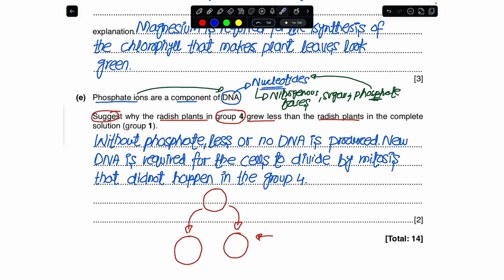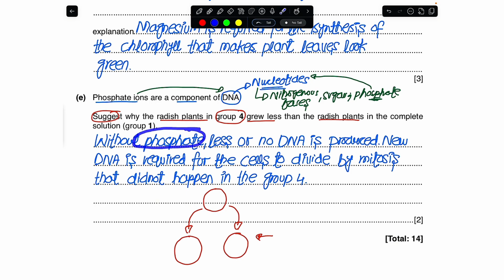Now if the plant was not provided with the phosphate ion, less or no DNA would be produced, and as a result, when the cells divide, the DNA cannot go into the new daughter cells, or the new daughter cells cannot be formed without DNA duplication. And DNA duplication can only happen if we provide them with the phosphate ion and the DNA molecule is sufficient with us.